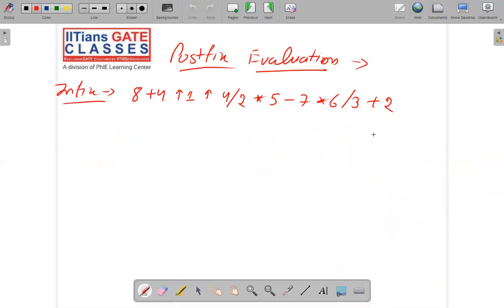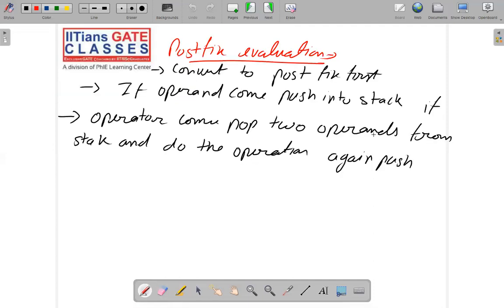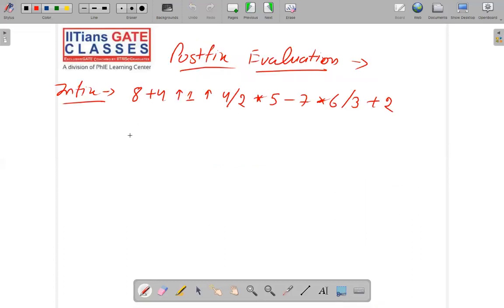Now let's see some other things also. Postfix evaluation. In expression evaluation, we first convert it into postfix, if it is in infix. And here we use an operand stack. We don't use an operator stack. So whenever an operator comes up in a postfix expression, we pop two operands from the stack top, do the operation, and again push the result. Okay, let's do it on this expression.